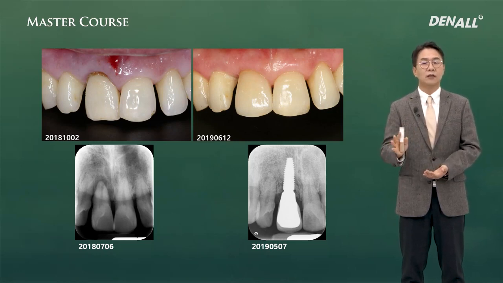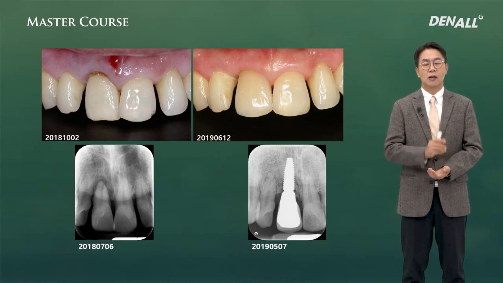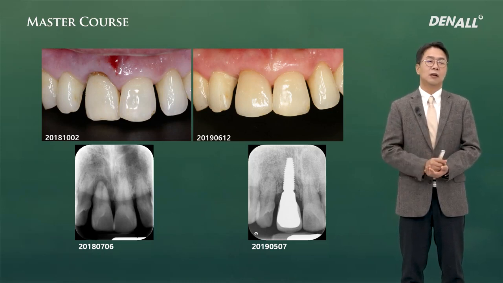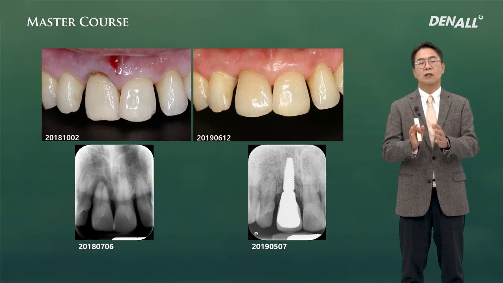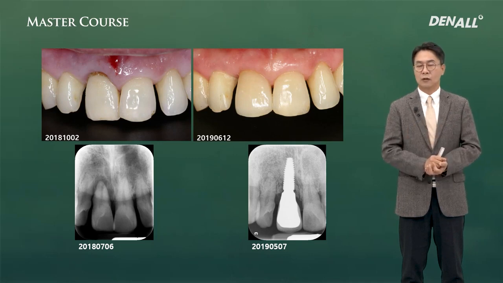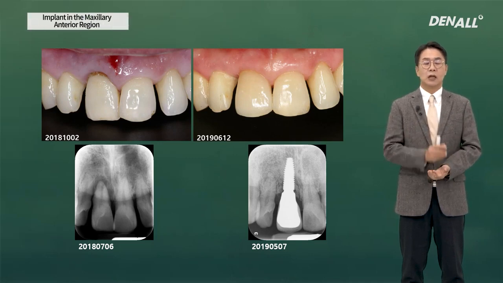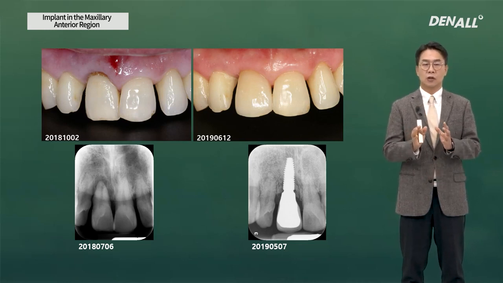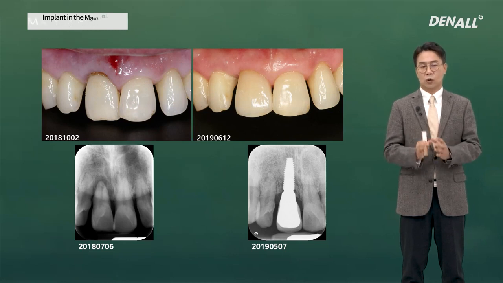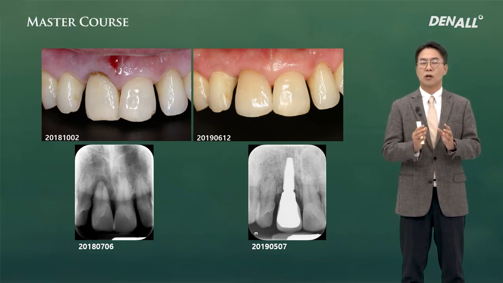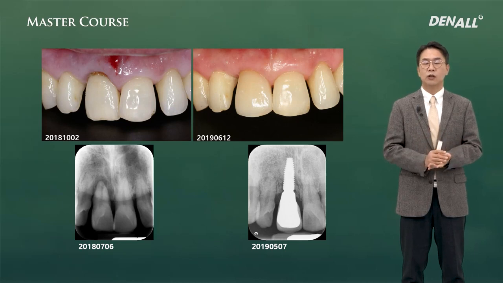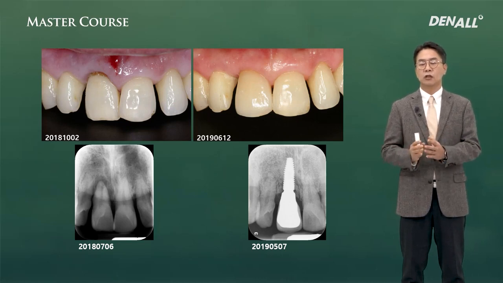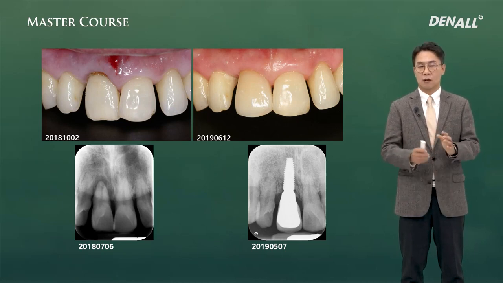The outcome is very aesthetic, but what do you think? Do you think the implant was placed immediately or after the site is healed? In this case, there was a huge deficiency in soft tissue and hard tissue, so the tooth was extracted and the socket preservation was done to stabilize the hard tissue and soft tissue. After a certain period of time, the implant was placed.